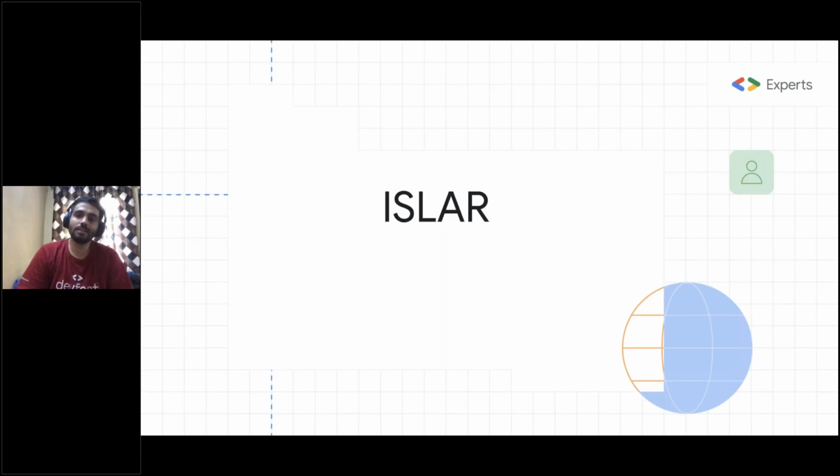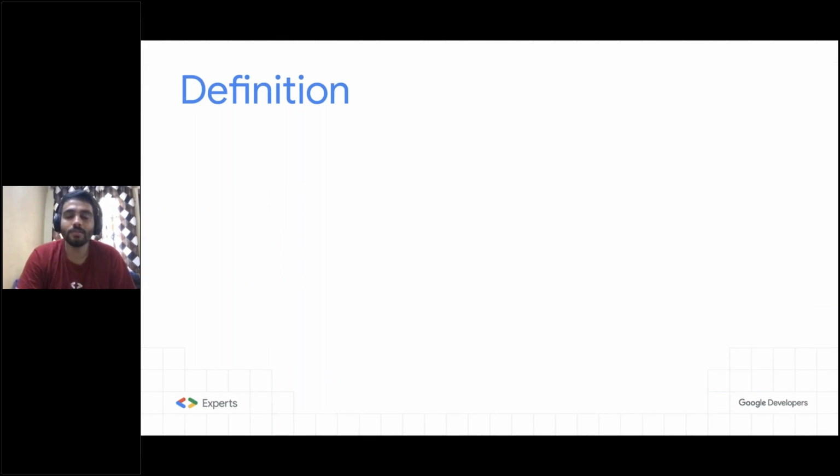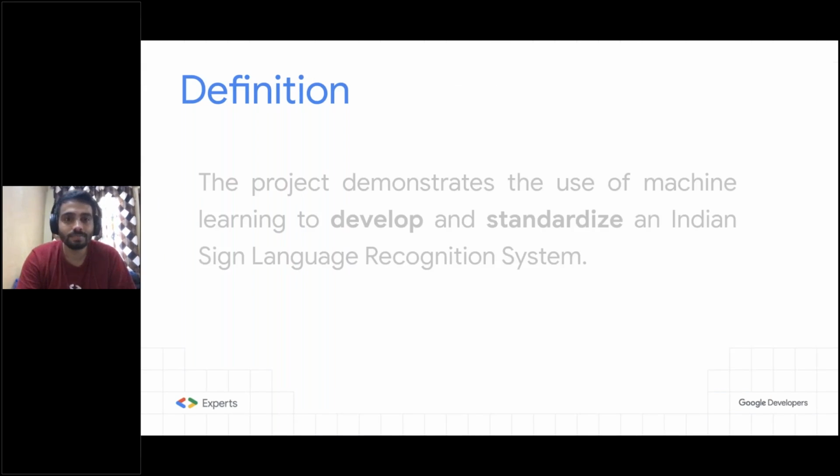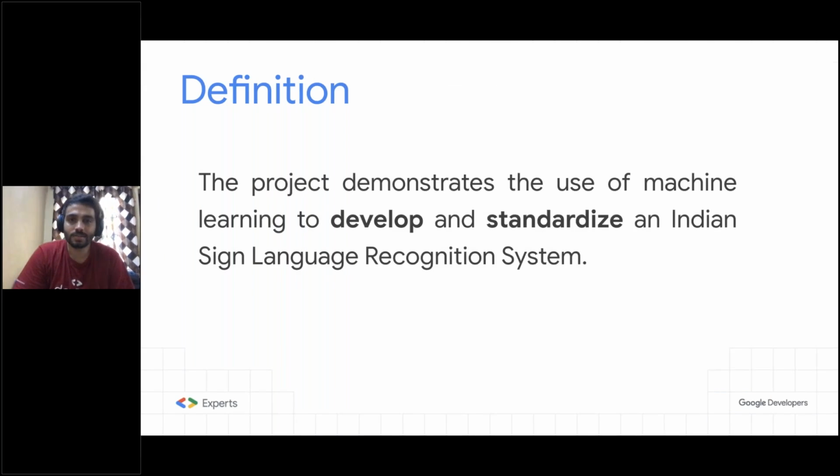So let's talk about ISLA, why exactly I came up with this and what it tries to solve. First of all, we look at the definition. The project aims to demonstrate the use of machine learning to develop and standardize an Indian Sign Language recognition system. These two terms are very important for us, develop and standardize, and we'll discuss them in detail. Why have I emphasized the words developing and standardization? Developing is pretty straightforward.